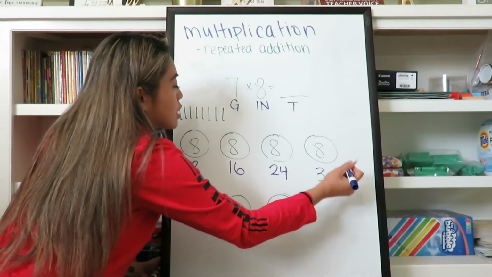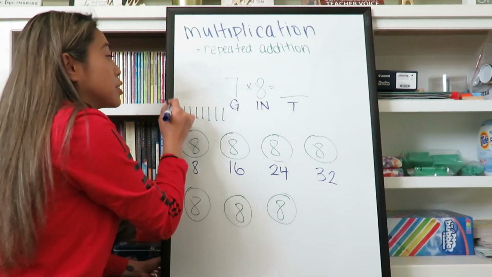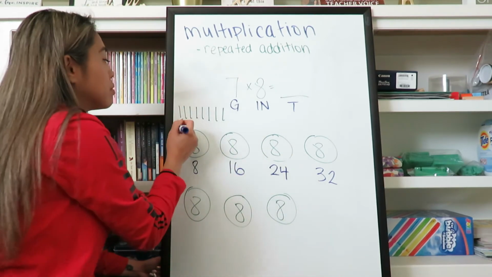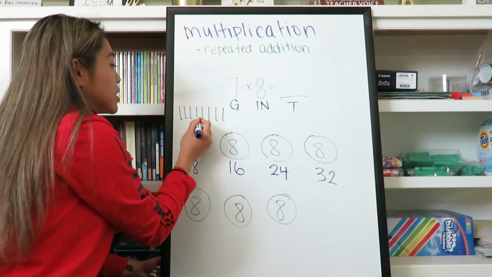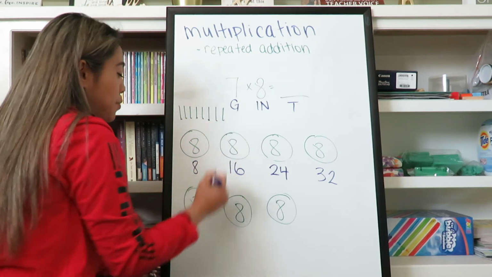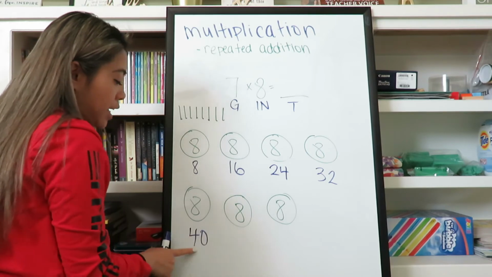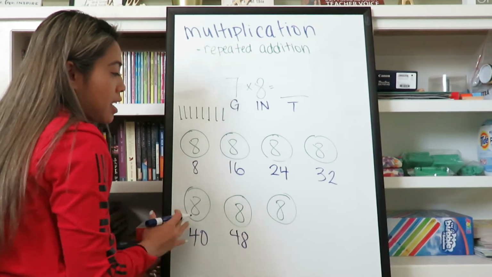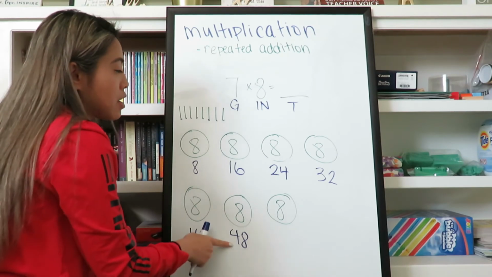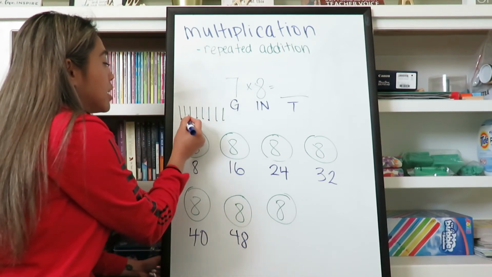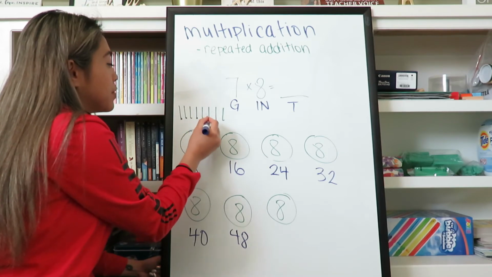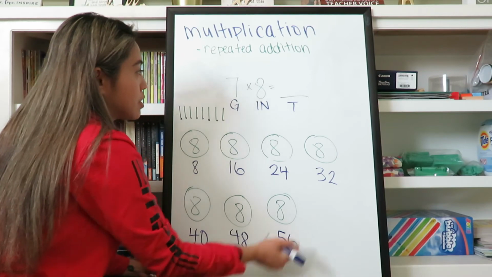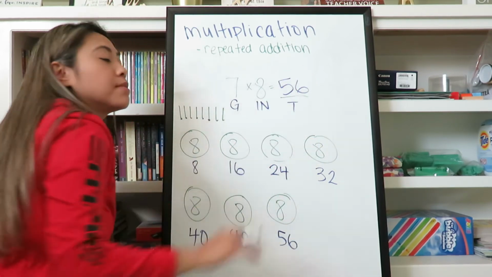Do you see how I'm counting slowly? I'm not going really fast, because when you go fast, you will most likely make a mistake. Okay? 32, 33, 34, 35, 36, 37, 38, 39, 40. I know 40 plus 8 is 48, so I don't need to use tallies for that. Do you see that? I'm going to use strategies as much as I can. 48, 49, 50, 51, 52, 53, 54, 55, 56. All right, so 7 times 8 equals 56.